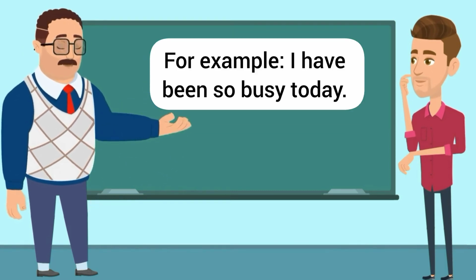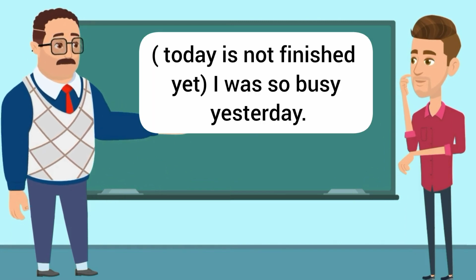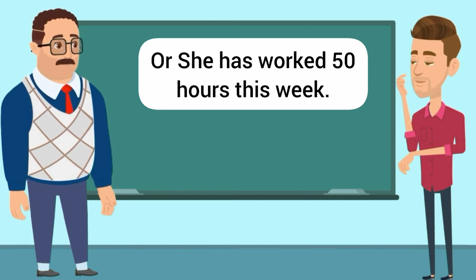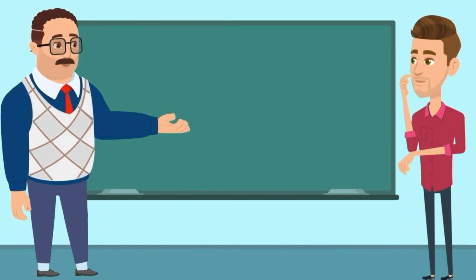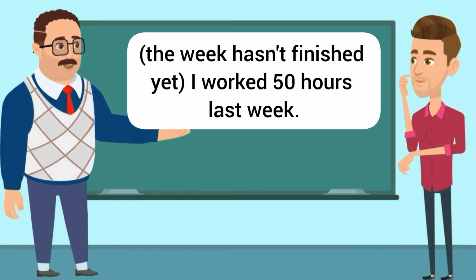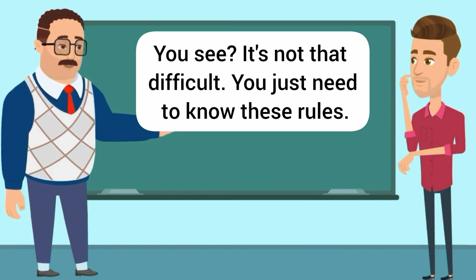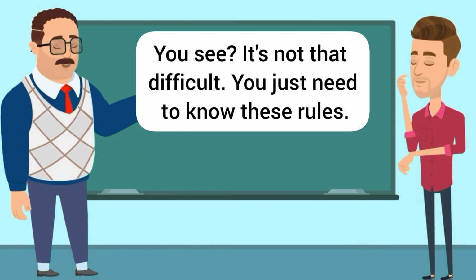For example, I have been so busy today. Today is not finished yet. I was so busy yesterday. Or she has worked 50 hours this week. The week hasn't finished yet. I worked 50 hours last week. You see, it's not that difficult. You just need to know these rules.